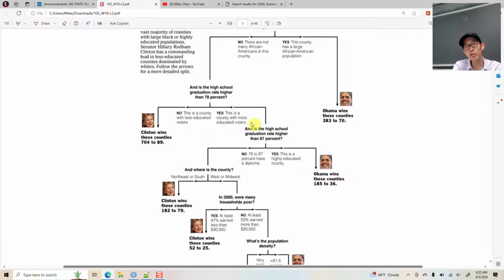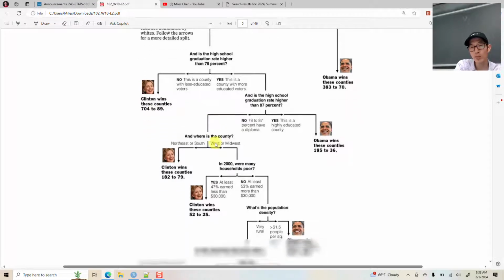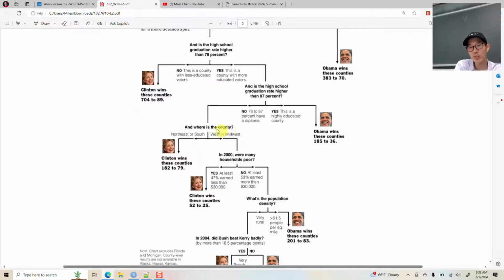So it's kind of interesting. They used the same variable of high school graduation and segmented it at 78% and 87%. If it was higher than 87%, they said this is a highly educated county, and Obama was more likely to win those. Versus high school graduation rate of lower than 78%, Clinton was more likely to win those. Is the county in the Northeast or in the South? Clinton was more likely to win, versus in the Midwest or West.